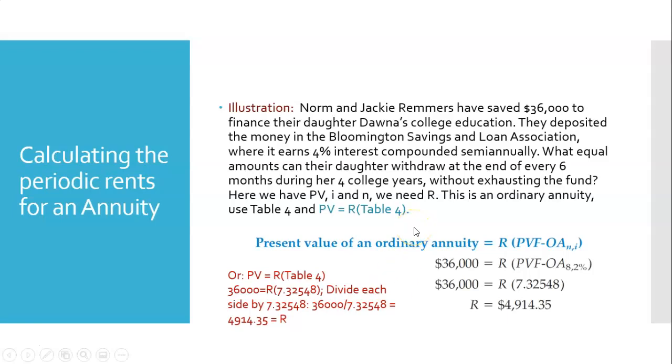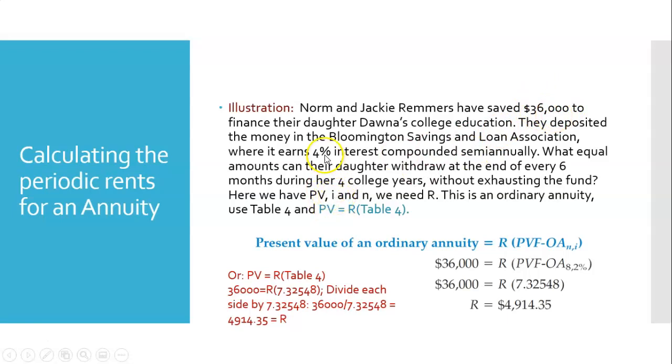Okay, here we have calculating the rent. Norm and Jackie Remmers have saved $36,000 to finance their daughter Donna's college education. They deposit the money in Bloomington Savings and Loan, where it earns 4% interest compounded semi-annually, twice a year. What equal amounts can their daughter withdraw at the end of every 6 months during her 4 college years without exhausting the fund? So we have a PV of 36,000. That's how much they're putting in today.